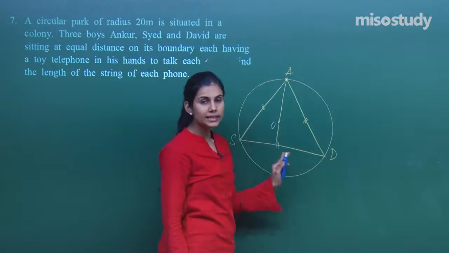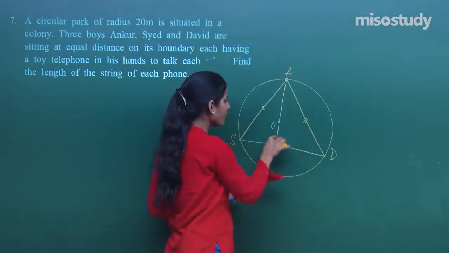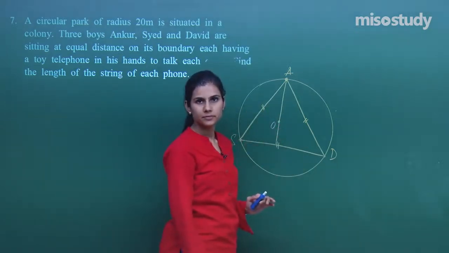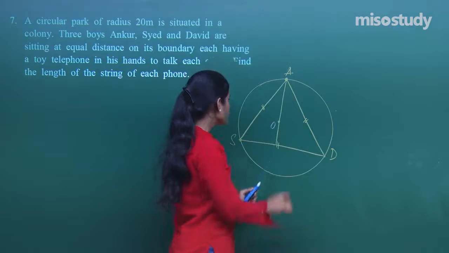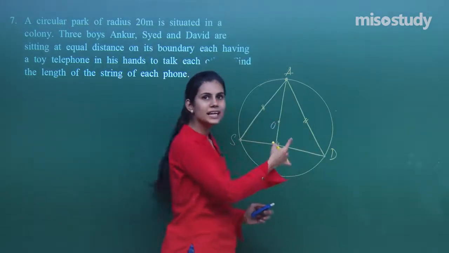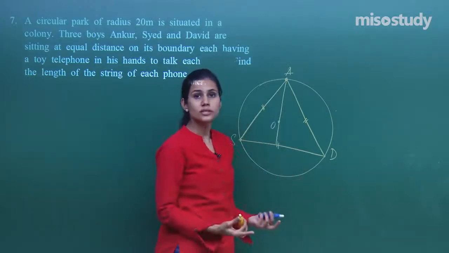Moreover, in an equilateral triangle, the perpendicular bisector which is dropped from any point to the opposite side is the same as the median. All 3 perpendicular bisectors, if I draw them, will coincide with the 3 medians. That means the centroid will coincide with the orthocenter.